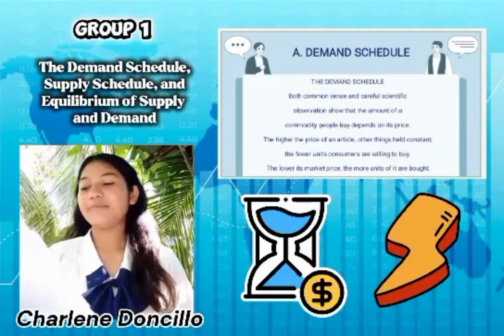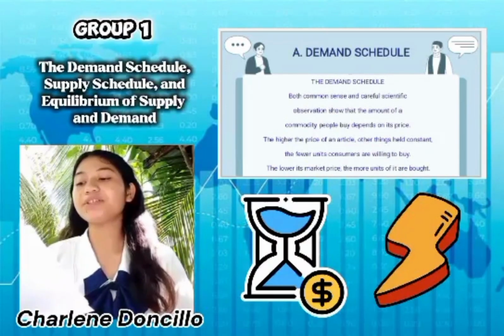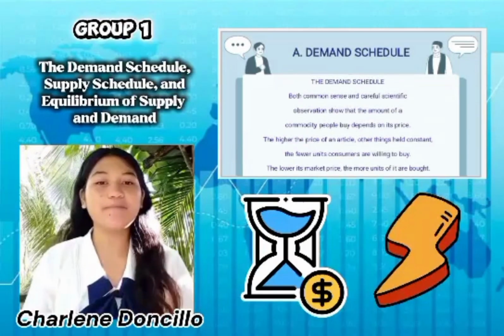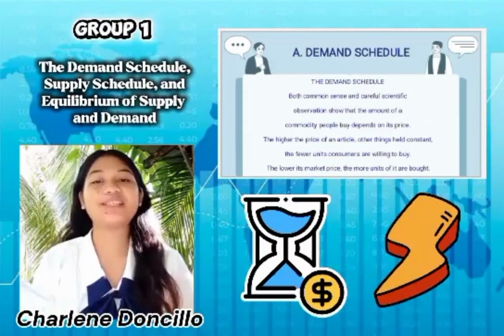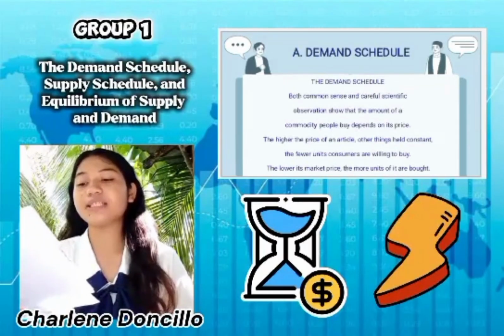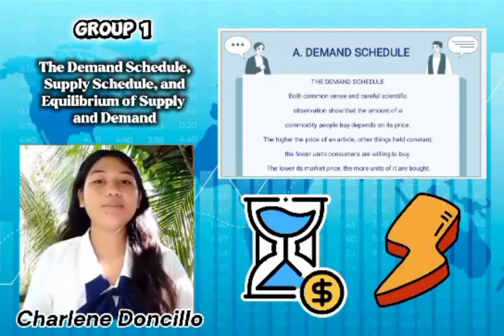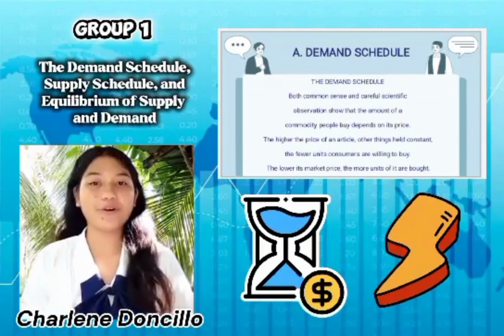The higher the price of an article, other things held constant, the fewer units consumers are willing to buy. So when the price of something goes up, people tend to buy less of it because it becomes too expensive. The lower its market price, the more units of it are bought. So when the price goes down, more people buy the product since it becomes cheaper and more affordable.